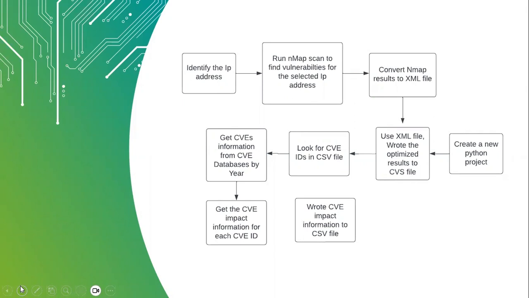The Python actually uses this XML file, converts and optimizes the results, takes the necessary columns, and writes those columns into an Excel file. Say, for example, if any vulnerability has a CVE ID, we will go into the CVE databases and look for all the CVEs, and we will get the base scores, impact details, and their scoring systems like high, medium, low risk. We will write all this information to a CVE file.